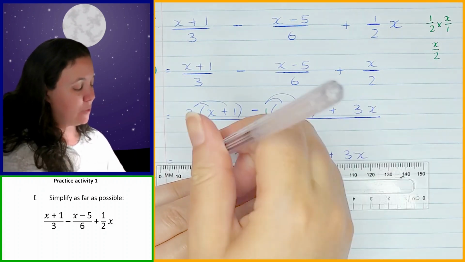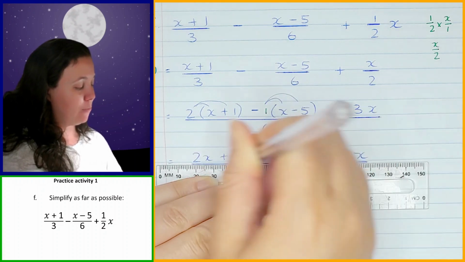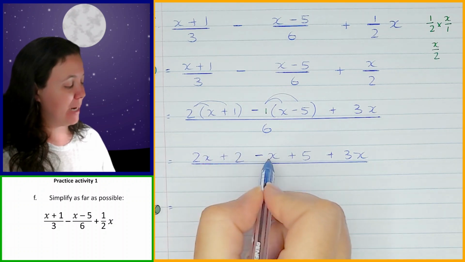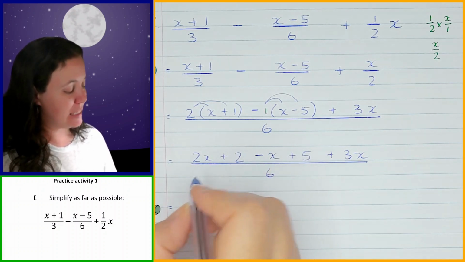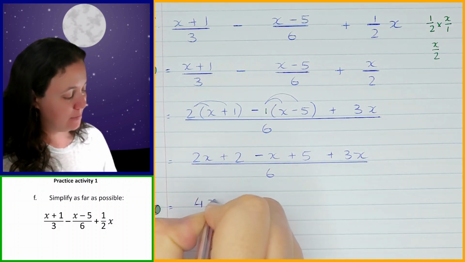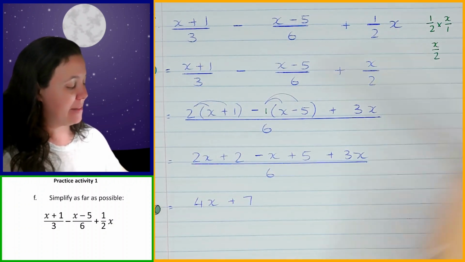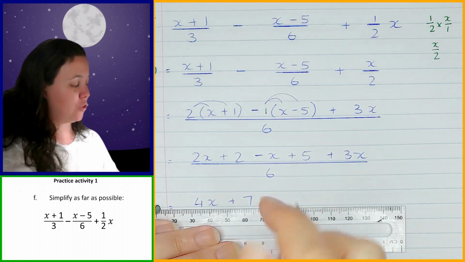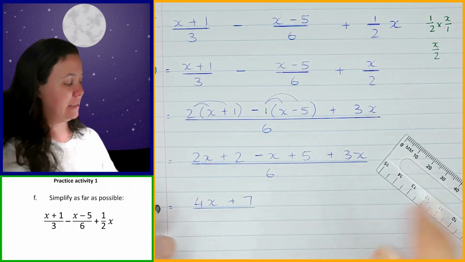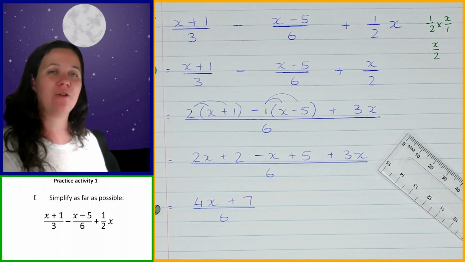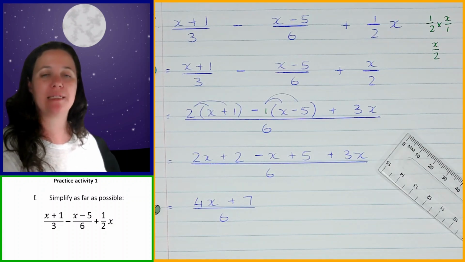Right, now that we've done that, we need to go and simplify by combining our like terms. So I've got 2x minus x plus 3x, that gives me 4x, and then plus 2 plus 5 is plus 7, and that goes over 6, and then I can't do anything else, so that is simplified as far as possible. So that's what you should have got for question F. Right, now let's go on to the next example.